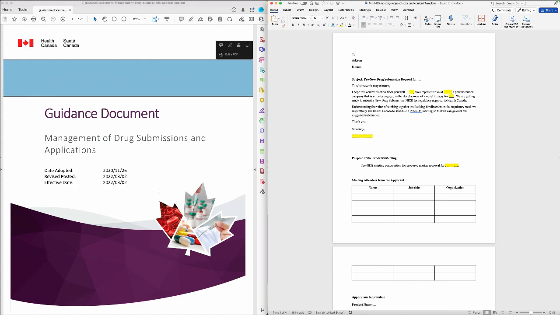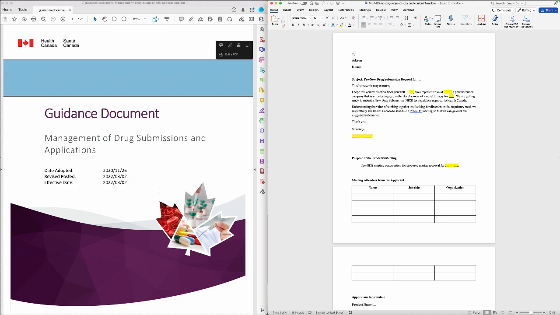We can also have some other types of submissions that we prepare and send to Health Canada, such as a clinical trial application. And for each of those, we can obviously apply for a meeting with Health Canada review officers or scientific reviewers. And we are going to, of course, prepare a package. So the package for the pre-NDS meeting application, that's what we are going to see today, is here.